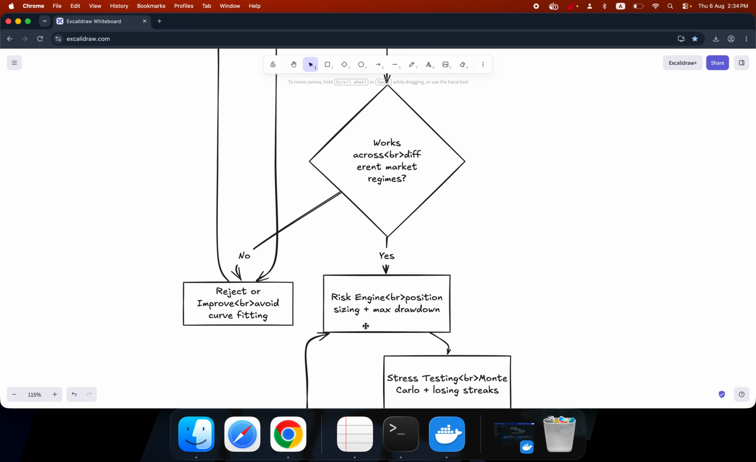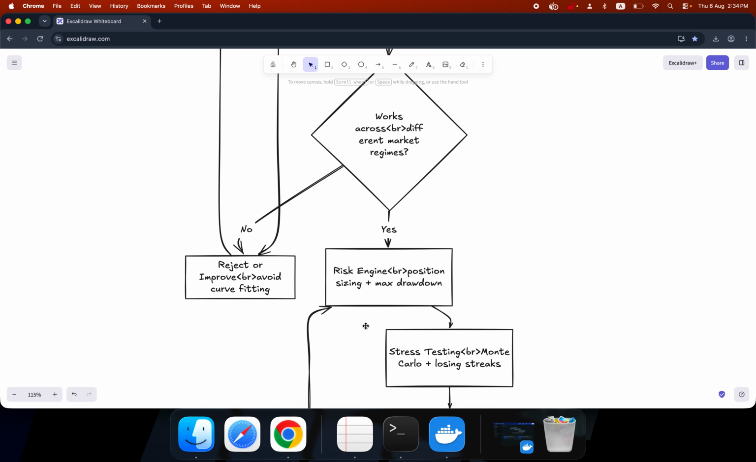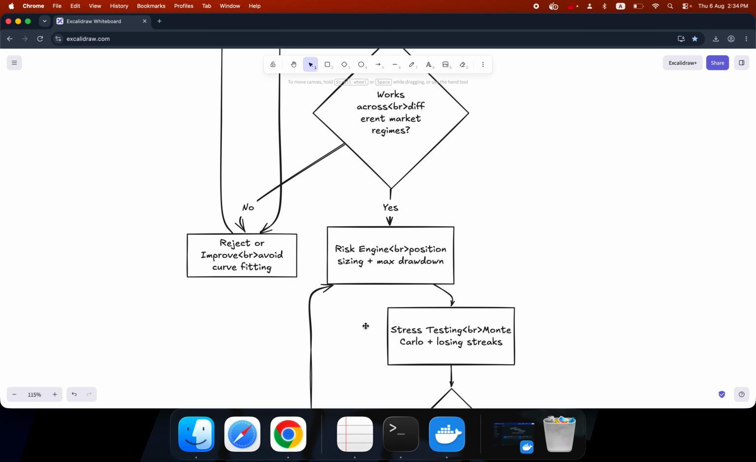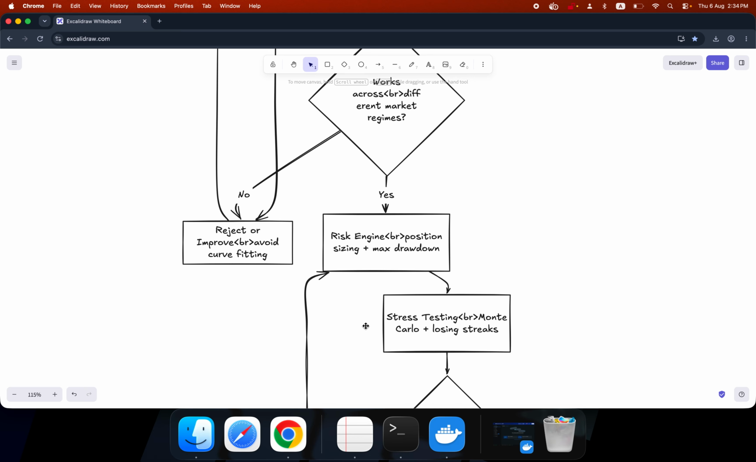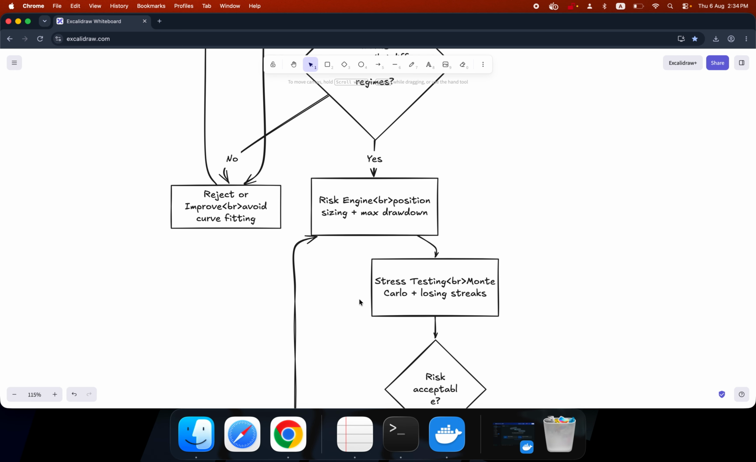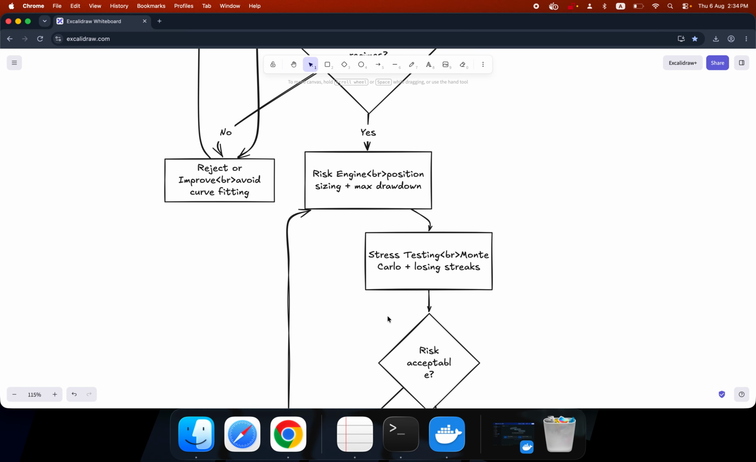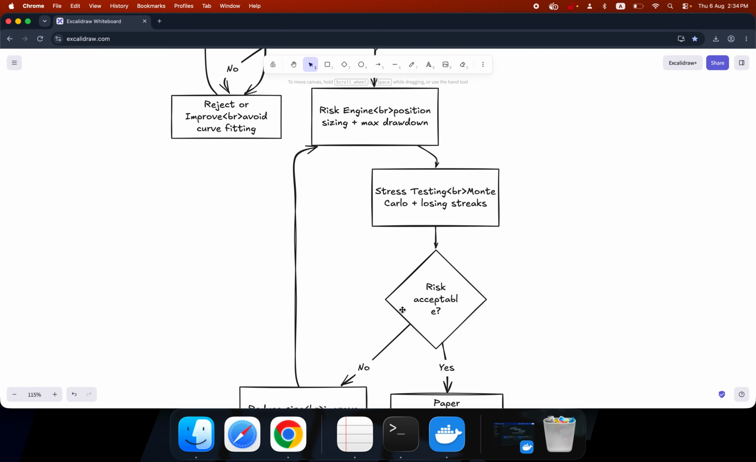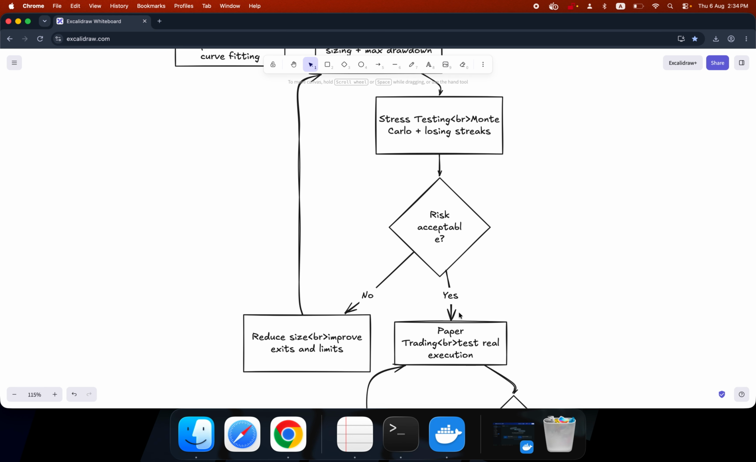But if it works in different market regimes as well, then you come to the risk engine size, which is basically what your position size is on each trade, or how you're going to manage the risk, right? And what's your maximum drawdown and those things. And then you get into stress testing, which is basically using things like Monte Carlo simulations plus simulating losing streaks. And if this risk is acceptable for you, then you get into paper trading, right?